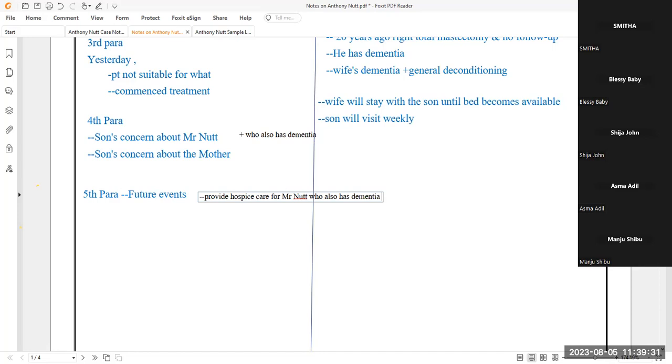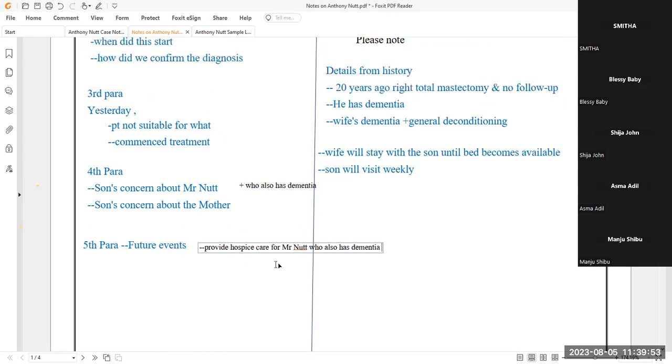You can decide. When I say in the fourth paragraph that Mr. Nutt's son is concerned about him, what is the son's concern about Mr. Nutt? There I can say his son, Mr. Joseph Nutt, is unable to take time off work to take care of his father, who also has dementia. Or I can say, please provide hospice care for Mr. Nutt, who also has dementia. Both places, it's fine. Smita, Blessy, Asma, Manju, Jyoti, others, am I making myself clear here? Yes, ma'am. It's your decision as a writer.